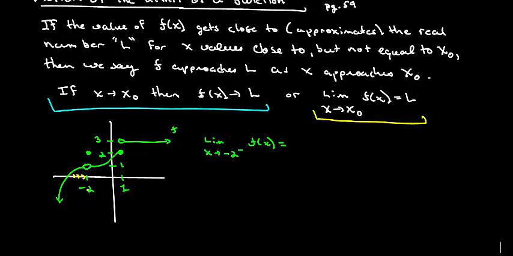Now, we don't care what f at negative 2 actually is. We only care where this line right here is approaching. And it is approaching the value 1. So the limit as x approaches negative 2 from the left is 1. Now, let's look at the limit as x approaches negative 2 from the right. Well, if I come into negative 2 from the right, what happens to the height values? Well, they also get closer and closer to a value of 1.